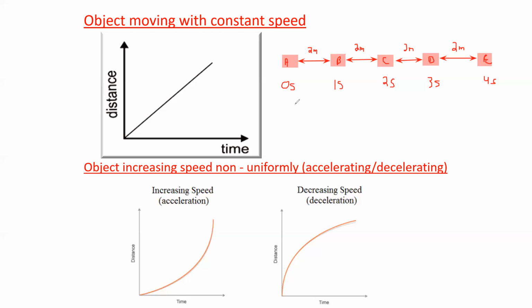Now, what is the speed from A to B? When we calculate the speed of this object from A to B, speed means distance traveled in a unit time. So speed from A to B, the distance traveled is 2. And how much time did it take? It started at 0 seconds, and it reaches position B after 1 second. So 2 divided by 1. So between A and B, the speed is equal to 2 meters per second. What about the speed from B to C?